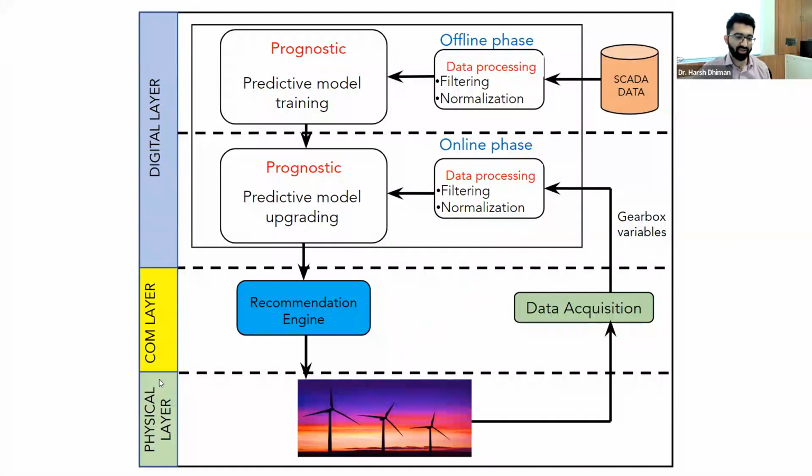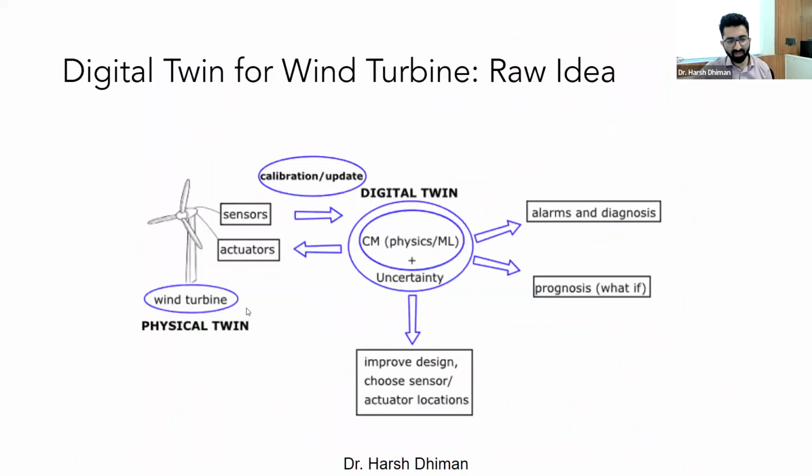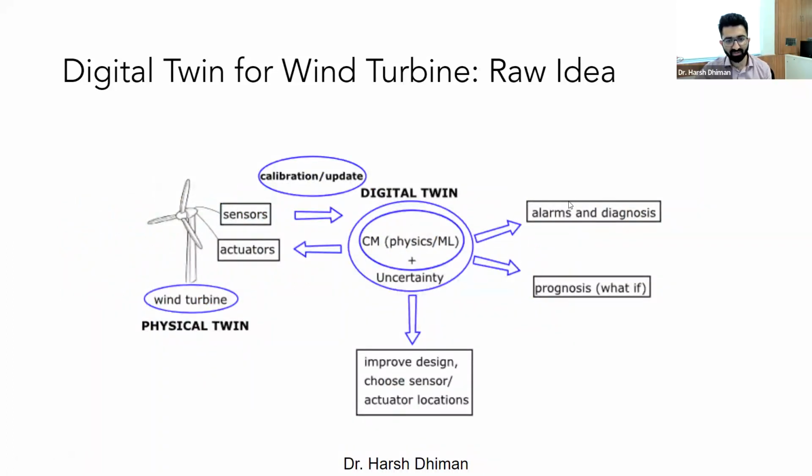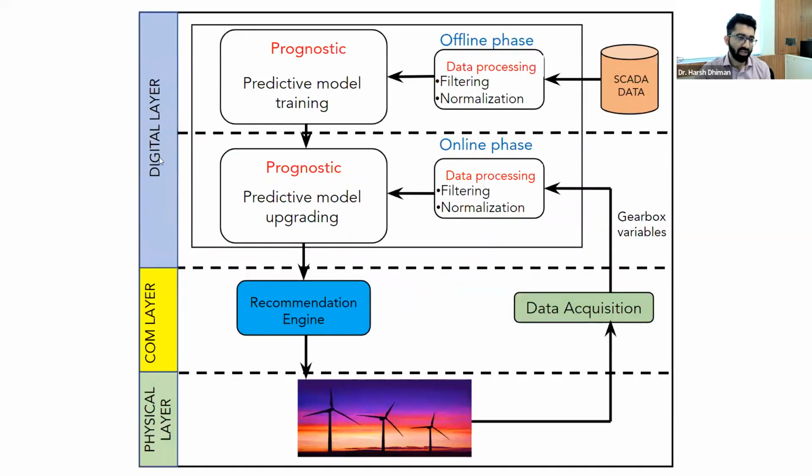Now, this is a more detailed and, I would say, technical block diagram for the wind turbine digital twin. As you can see, starting with the physical layer, there are three layers essentially. There's a physical layer, and there's a digital layer, also known as virtual space. So this is your physical space. This is your virtual space, also known as digital space. These spaces are separated by a communication layer, right?